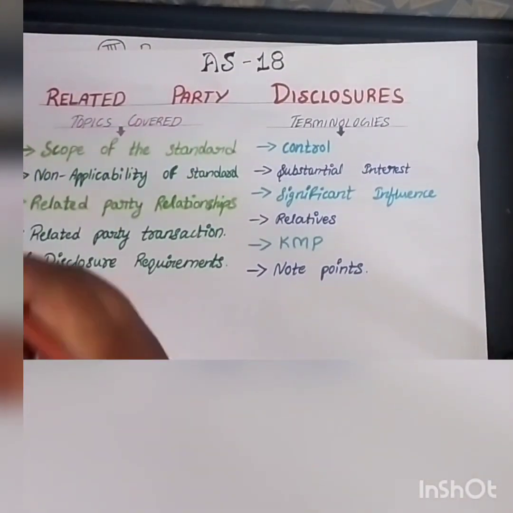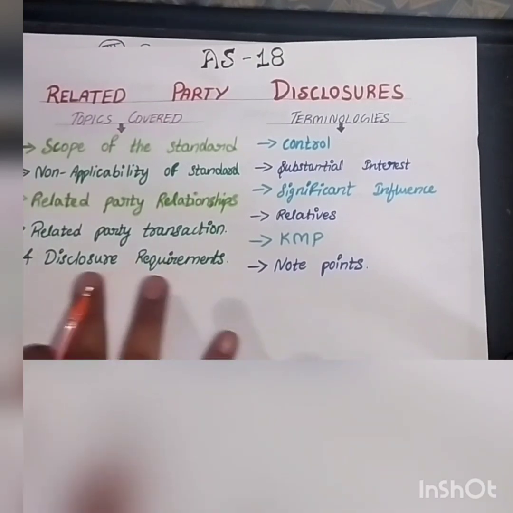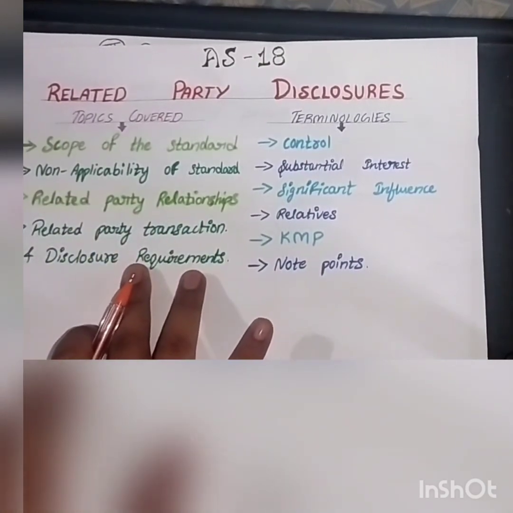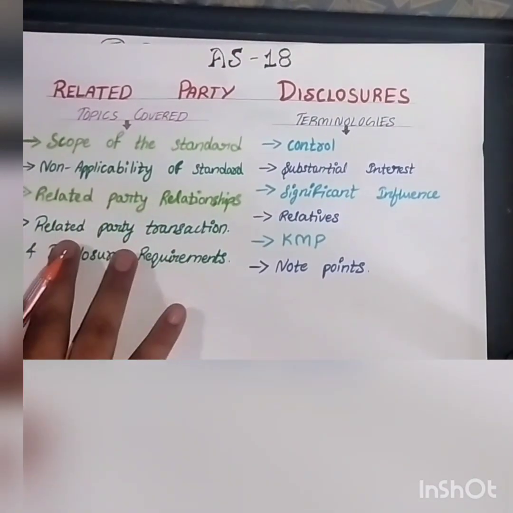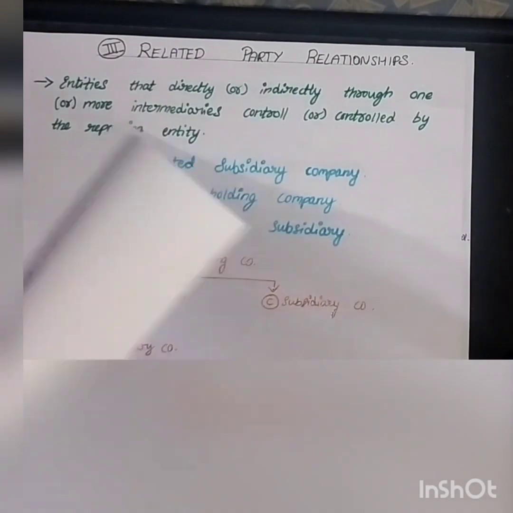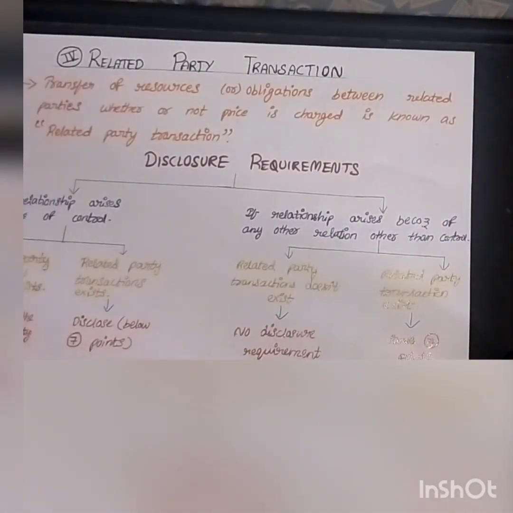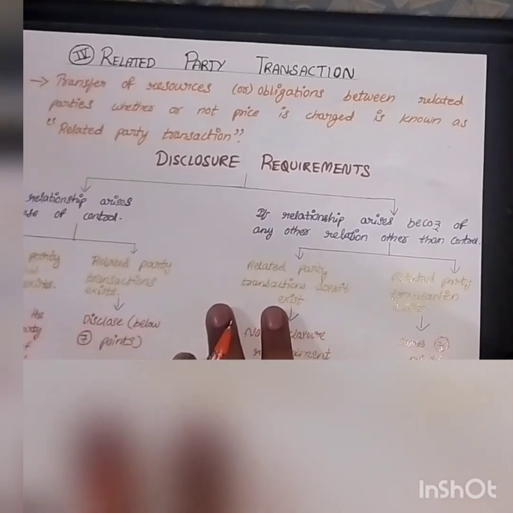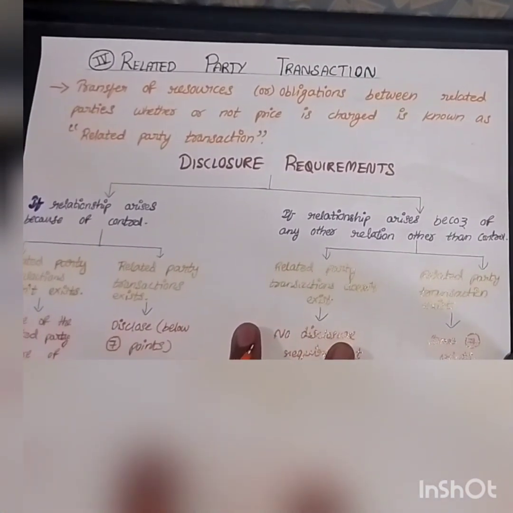Now this is done, this is done, this is done, and related party transaction and disclosure requirements is the last topic to be covered under the theory portion of Accounting Standard 18. So let us discuss even this. Let me change my page. Here, see, related party transaction. Are you able to see the notes? Yes, I'll read it out. You can also note it down.